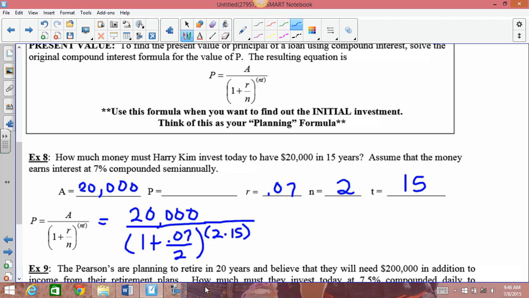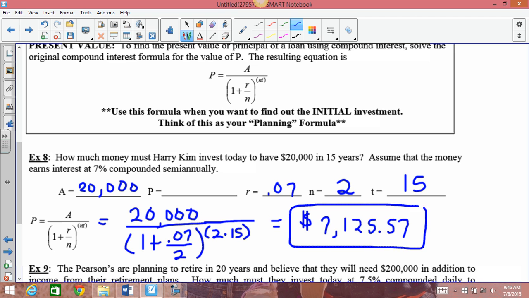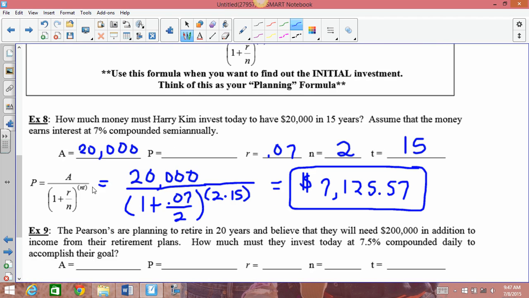Okay. In our case here, after we've done our division, your final answer is $7,125.57. So what that's saying is if he puts a little over $7,000 away now, in 15 years, invested like we're talking about in the problem, it's going to grow to the $20,000. Okay, example 9, I'll let you follow that one.